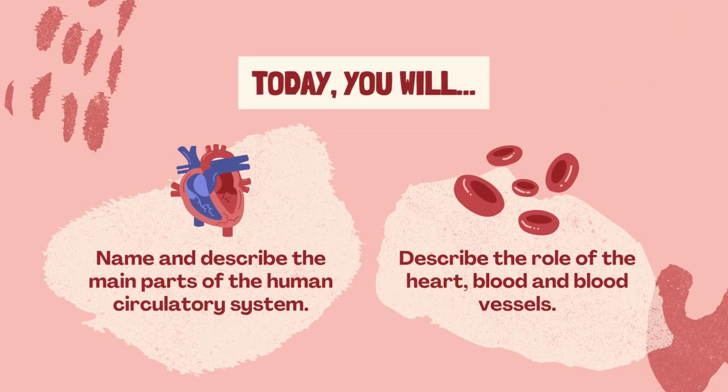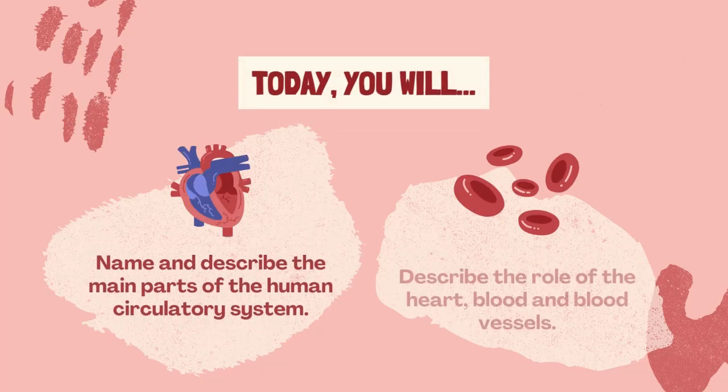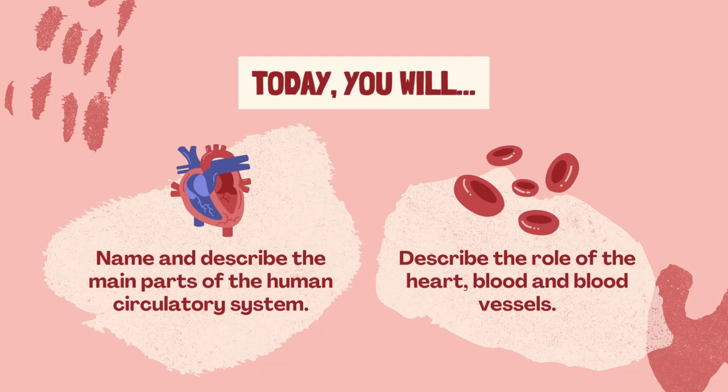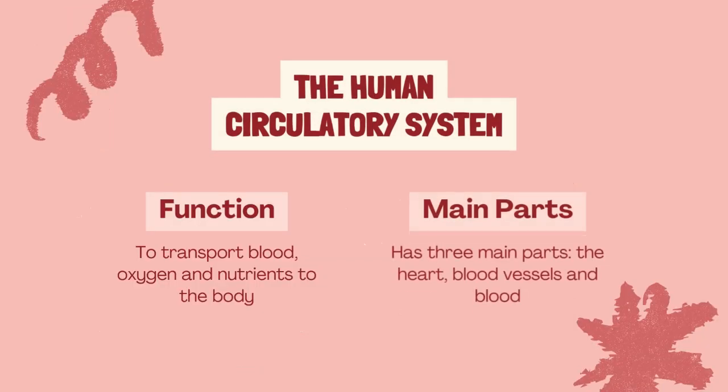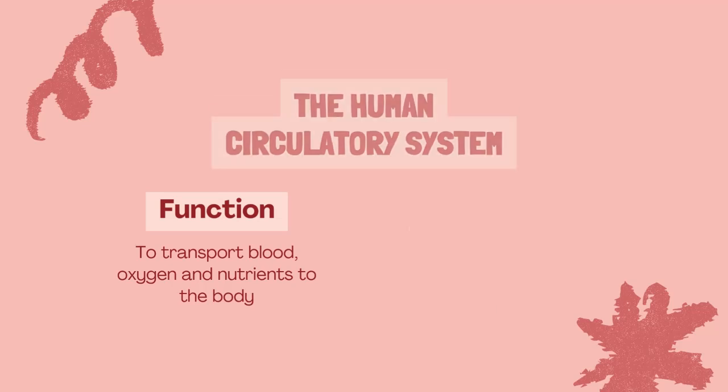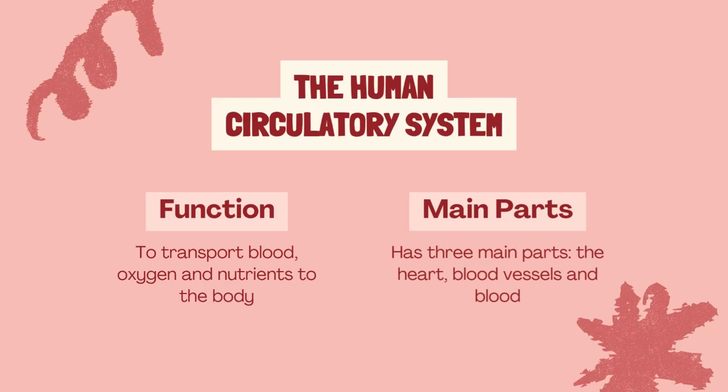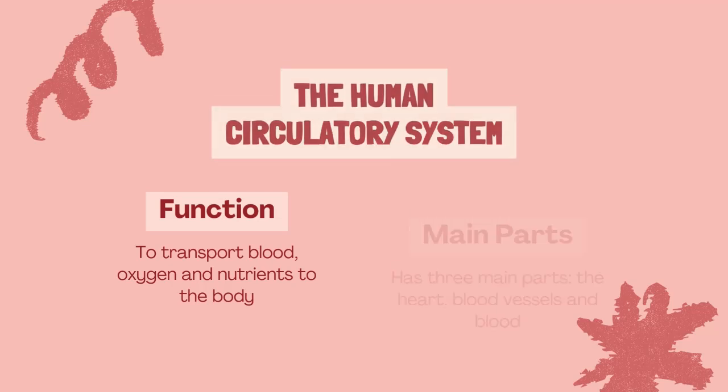Today, you will name and describe the main parts of the human circulatory system. Describe the role of the heart, blood and blood vessels. The human circulatory system. Function: to transport blood, oxygen and nutrients to the body. Main parts: it has 3 main parts, the heart, blood vessels and blood.